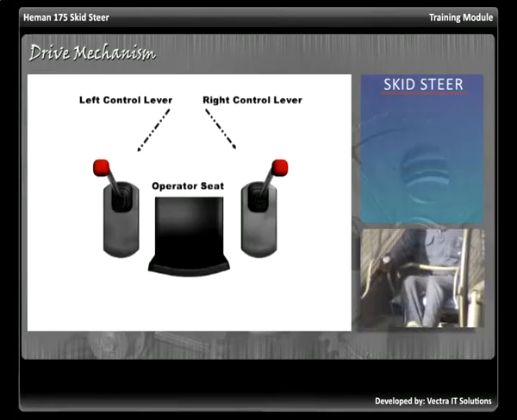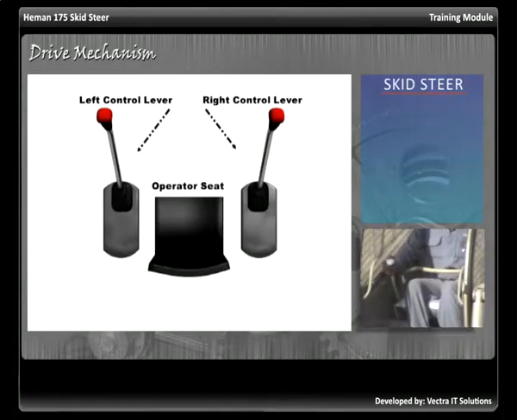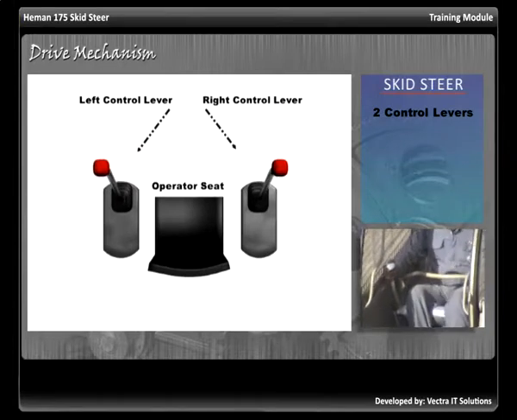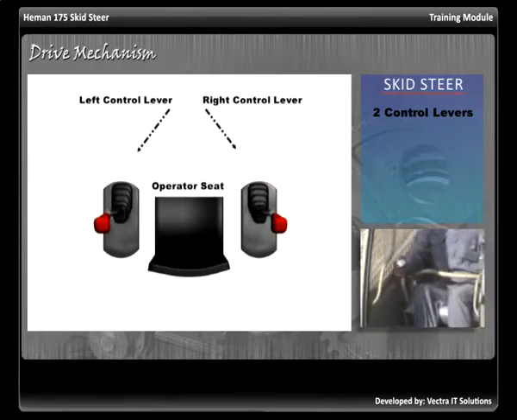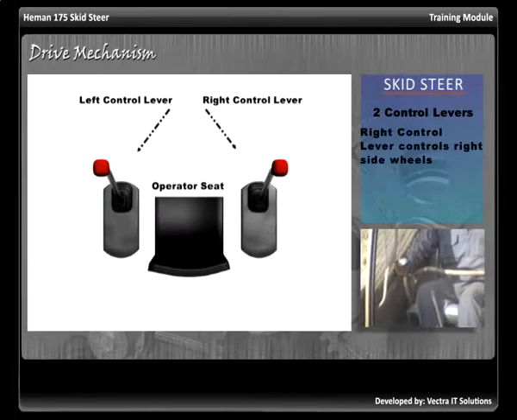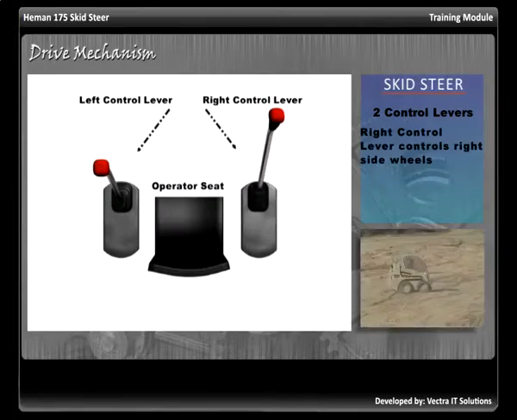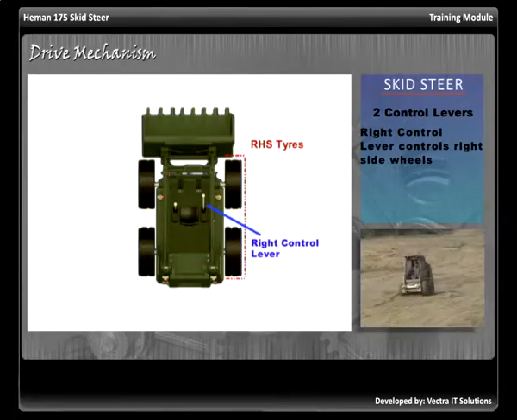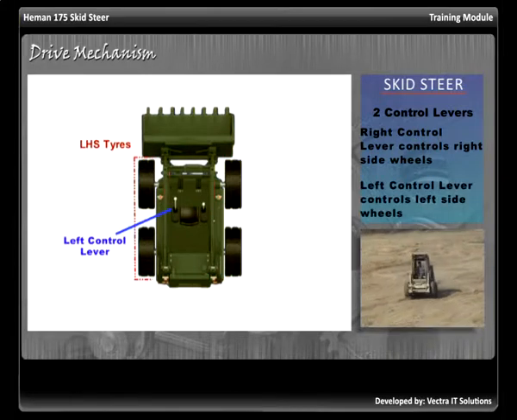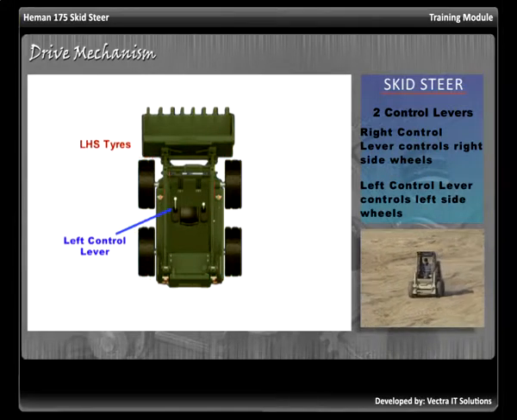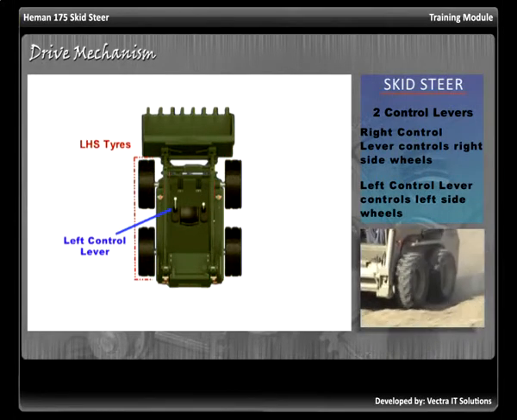Broadly, skid steer is driven by the operator with the help of 2 control levers, located on left and right side of the operator's seat. The right control lever controls the motion of the pair of wheels on the right side of the vehicle, while the left control lever controls the motion of the wheels on the left side of the vehicle.